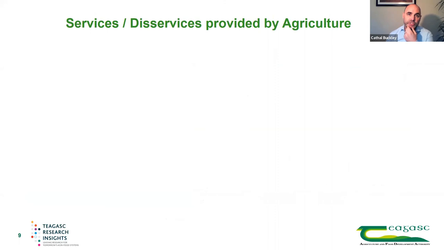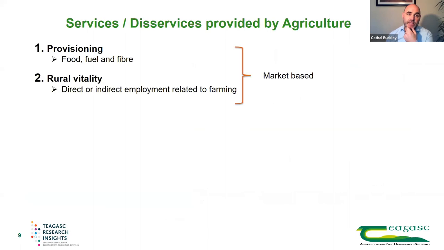So what are the goods and services that we're looking to provide from agriculture? We can break these down basically into market-based goods and non-market-based goods. The market-based goods we're looking for are your food, fuel, and fiber, but also your rural viability. Outside of 137,000 farmers, we have a lot of upstream and downstream employment provided by agriculture. Your inputs in terms of feed and fertilizers, and your downstream in terms of your processing, marketing, and sales, and so on.